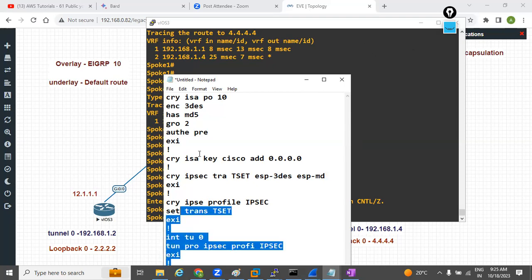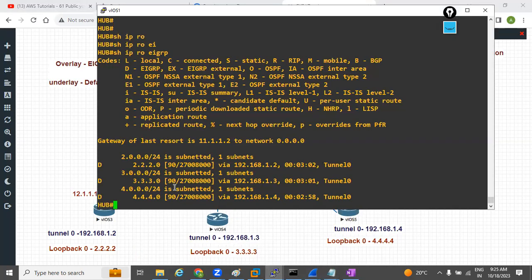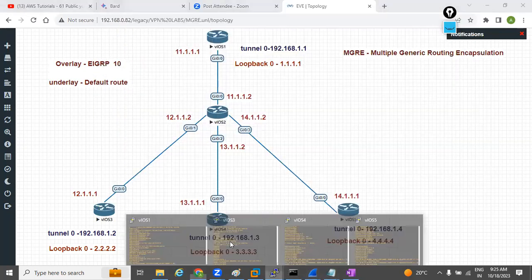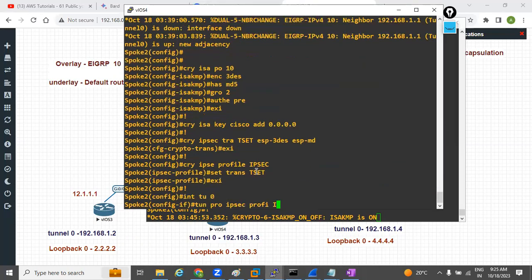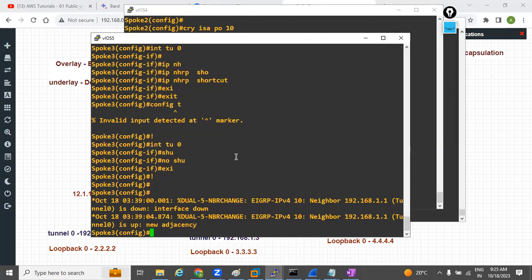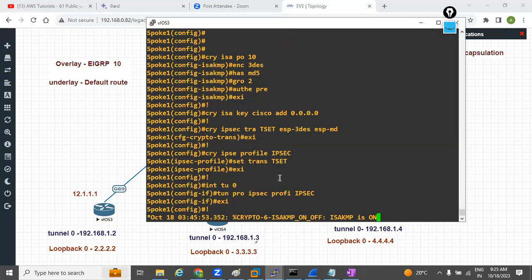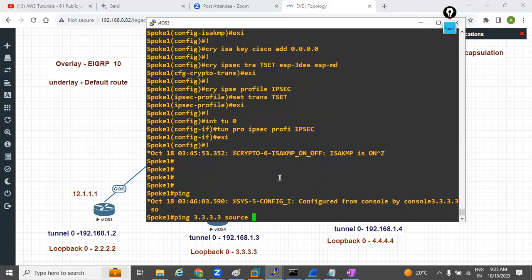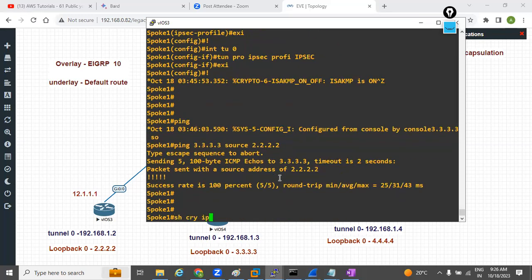I'll just copy because today all my tunnel interfaces are the same. Yesterday I was using different ones. So now I'll just copy and paste on all the devices. No typo error, nothing. All clear. Okay, and after that, if you want to ping between them, ping 3.3.3.3 with source 2.2.2.2. Okay, show crypto IPsec.